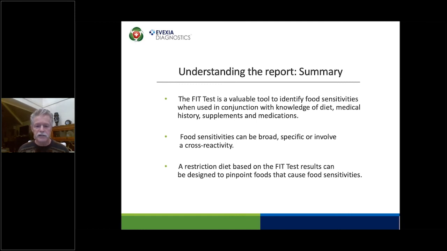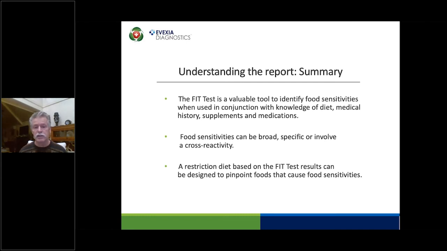So, just understanding the report in general, for a summary. The FIT test is a valuable tool to identify food sensitivities when used in conjunction with knowledge of diet, medical history, supplements, and medication. Food sensitivities can be broad, or they can be specific or involve a cross-reactivity, and a lot of that is covered in the guide. A restriction diet based on the FIT test result can be designed to pinpoint foods that cause food sensitivity.